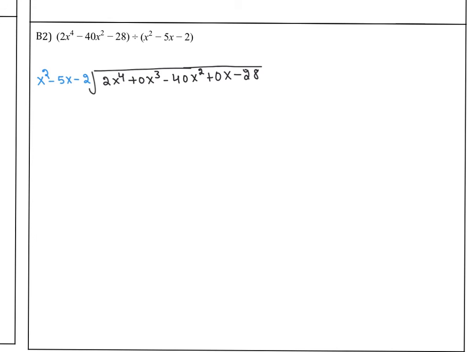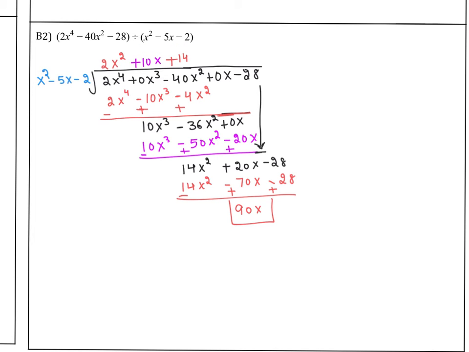Now we are going to divide 2x to the 4 minus 40x squared minus 28. And you can see that the x cubed and x terms are missing, so I'm going to plug in 0. So 0x cubed and 0x, divided by x squared minus 5x minus 2. The first number that I decided to multiply is 2x squared.